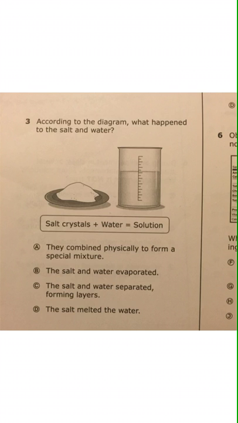According to the diagram, what happened to the salts and water? Salt crystals plus water equals solutions. They combined physically to form a special mixture. The salt and water evaporated. The salt and water separated, forming layers, or the salt melted the water.